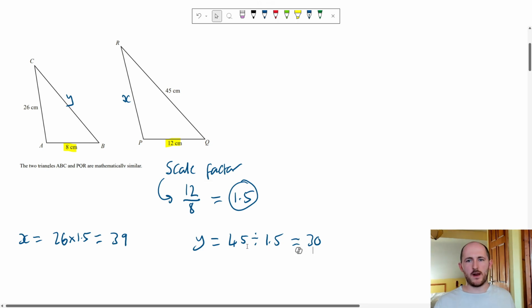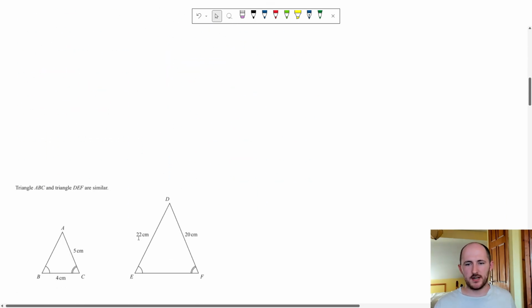So let's get into a few more questions and see if you can practice it. But here are the main steps. 1, find the scale factor by dividing the two corresponding sides. Then 2, decide if you're going to multiply or divide. But let's have a look at another question.